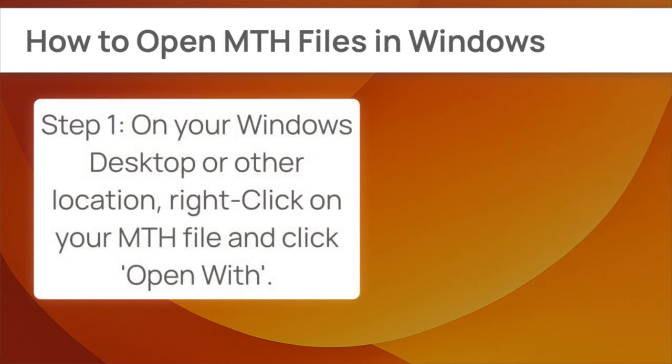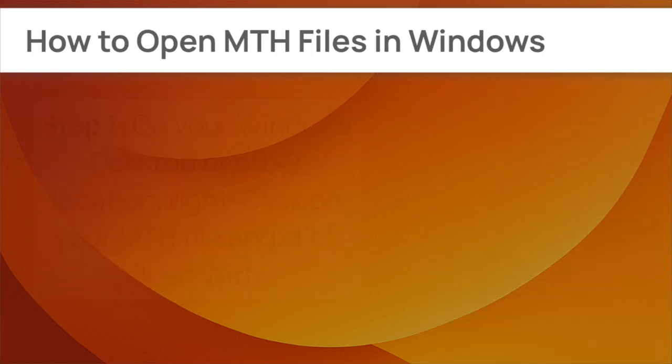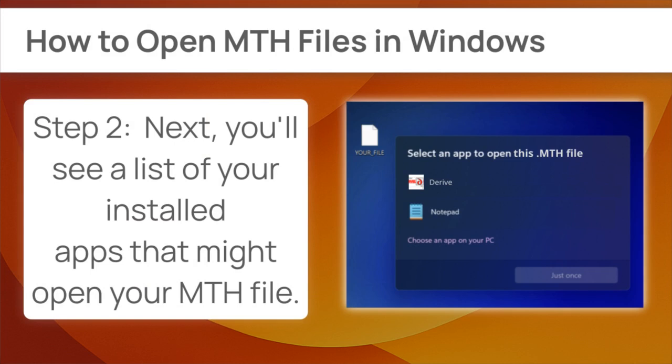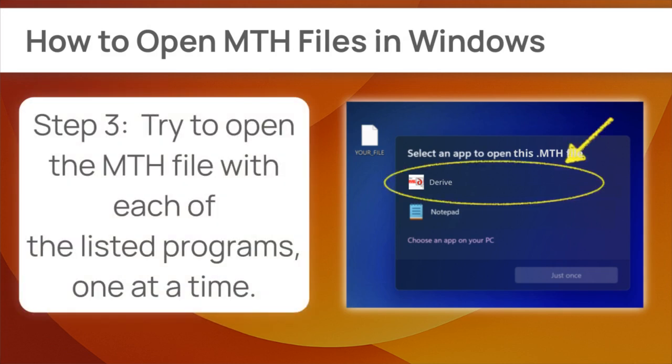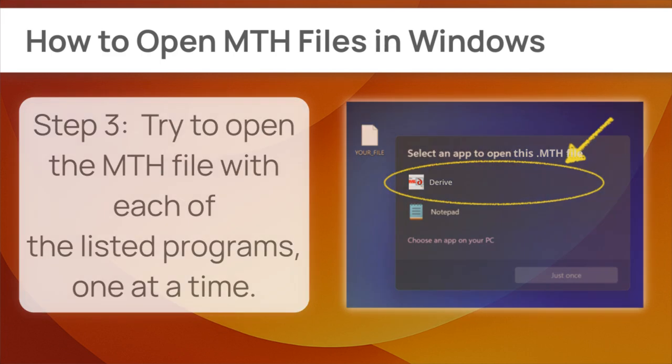To unlock the data, right-click the MTH file and select Open With. Test Derive if available. If it's absent, choose another program. We must determine which app can properly read the header.